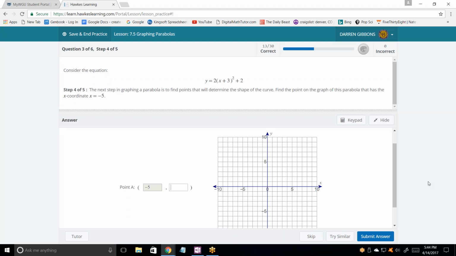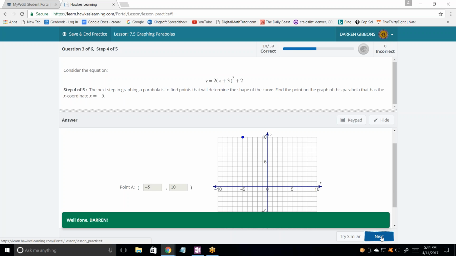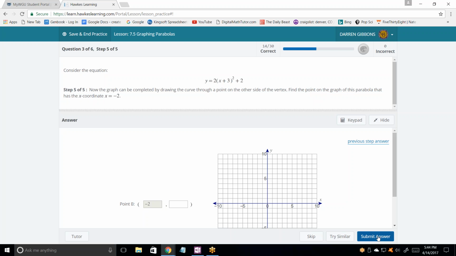What's minus 2 squared? 4. 4 times 2, 8, plus 2, 10. That's what it is. In other words, this part is the easy part here, where you just plug in a value for x.